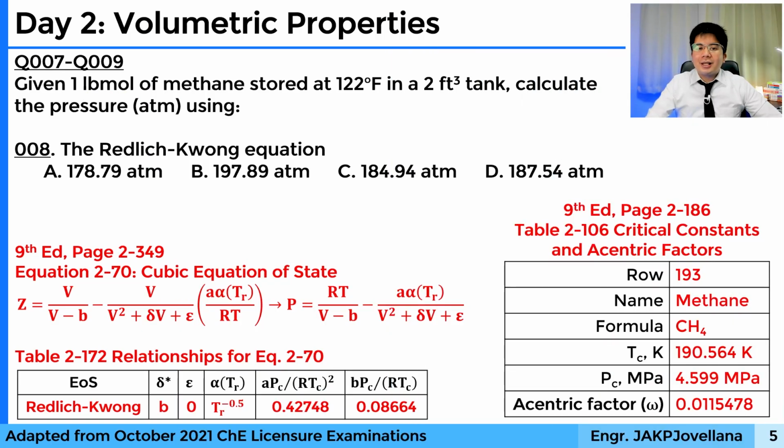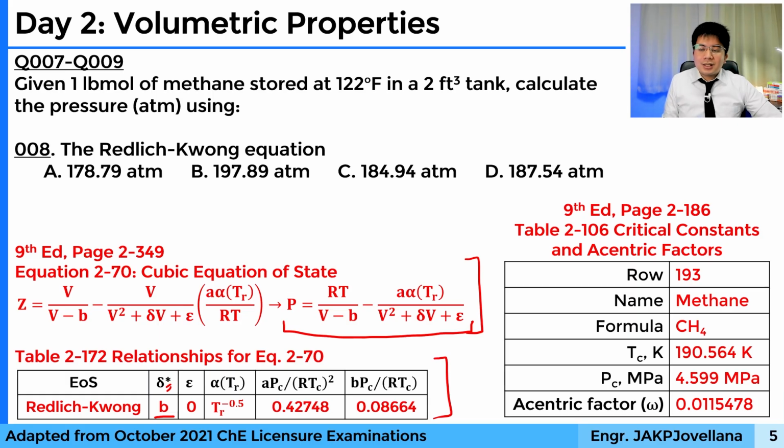Calculate the pressure using the Redlich-Kwong equation. So we are given the choices, and recall that the Redlich-Kwong equation is a type of cubic equation of state. So we need to obtain the general cubic equation of state. We can find this in chapter 2 of our Perry's Chemical Engineering Handbook. We can use this equation for the pressure, and for the relationships using the Redlich-Kwong cubic equation of state, these are the parameters. Recall that there's also a typographical error in the handbook where this should be the value of delta, which is B, but in our handbook it is 0.